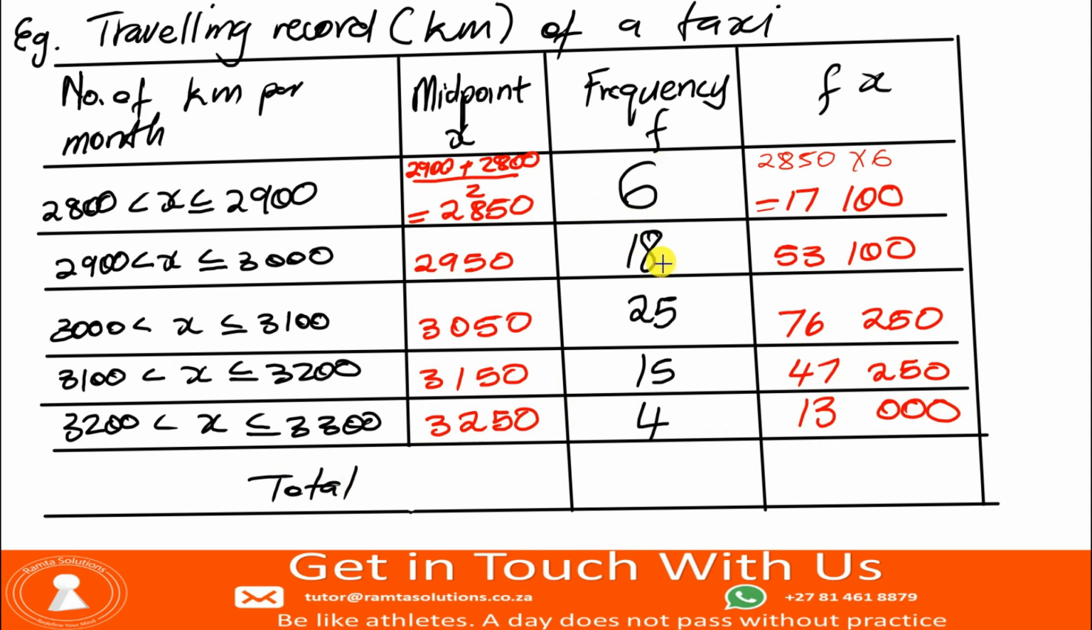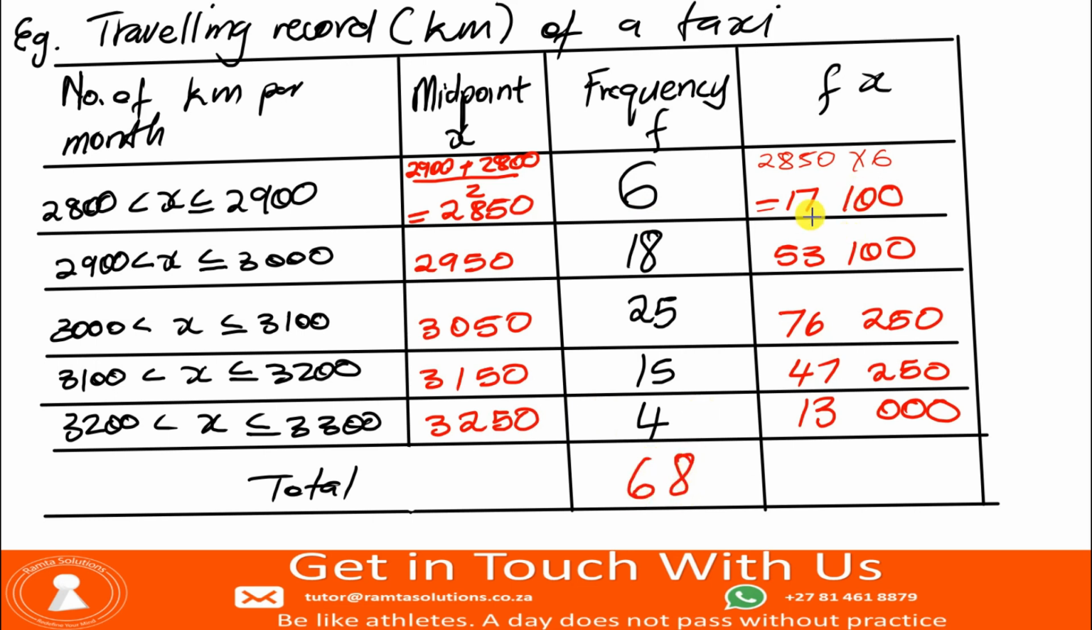6 plus 18 is 24. 24 plus 25 is 49. 49 plus 15 is 64. So this looks like it is 68. Let me confirm. 6 plus 18 plus 25 plus 15 plus 4. Yes, it is 68. Okay?